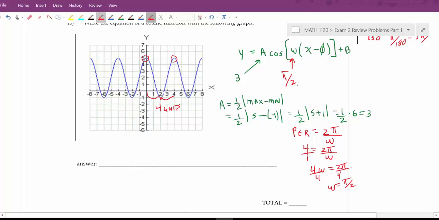All right, so we got that. Now we need to see if we have a phase shift or not. We're supposed to do a cosine on this, so there is no phase shift. The reason there's no phase shift is because the cosine starts high, so that's just going to be 0.